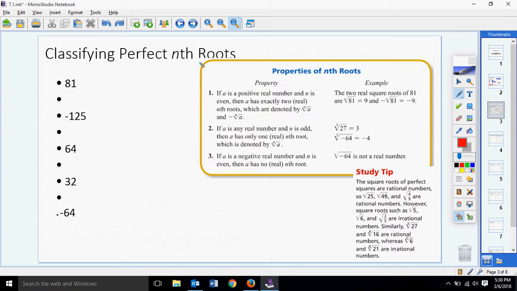Now let's classify some perfect nth roots. So we either have a perfect square, or we have a perfect cube, or we have neither. So we're trying to figure out, is 81 a perfect square, a perfect cube, or neither? Well, 81 I know is the same as 9 squared. 9 times 9, hey, that's a perfect square.